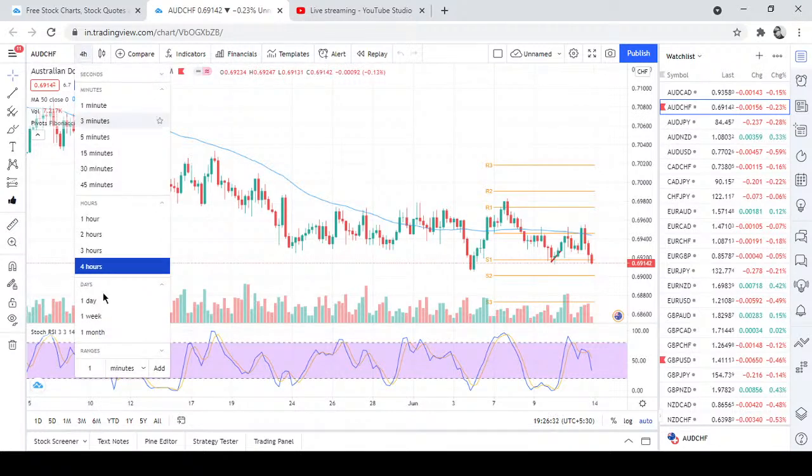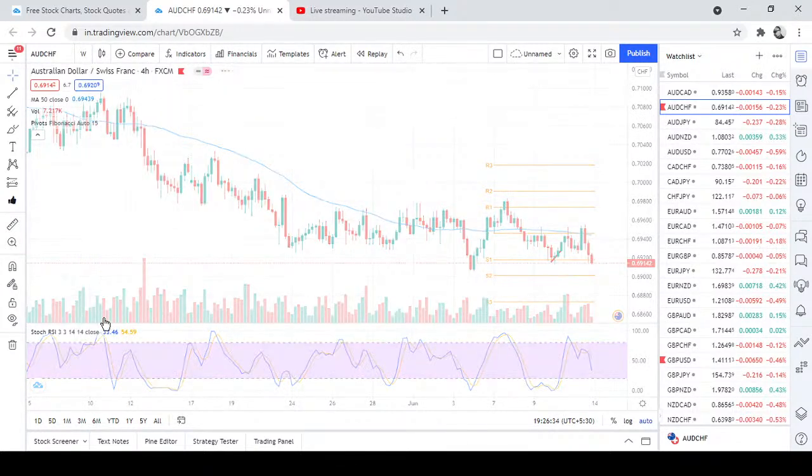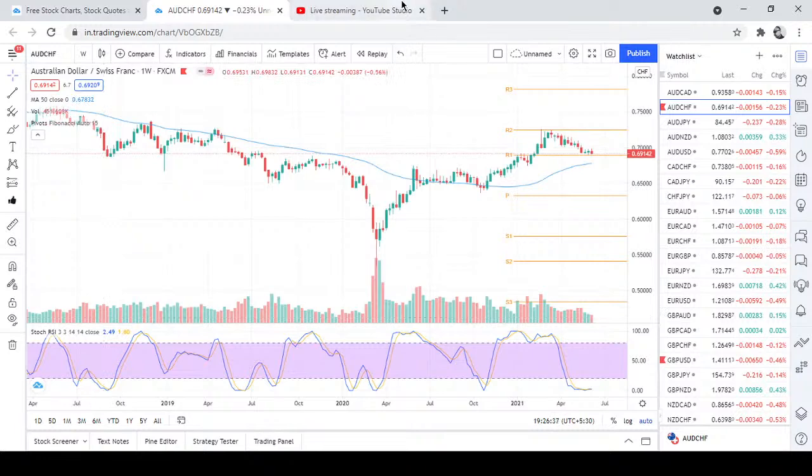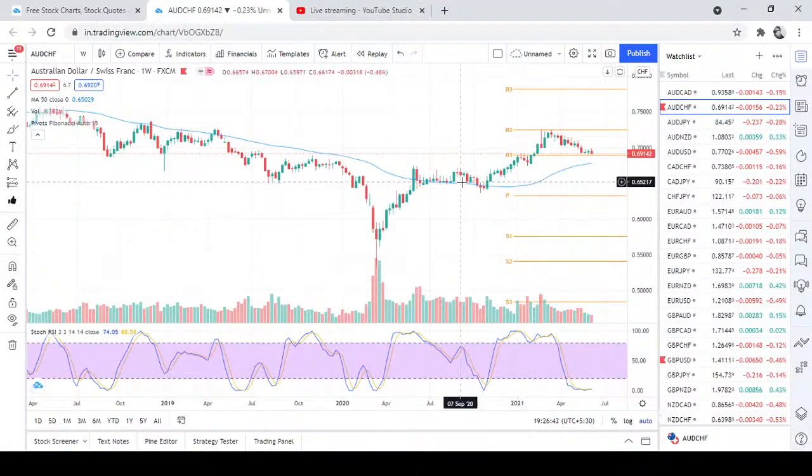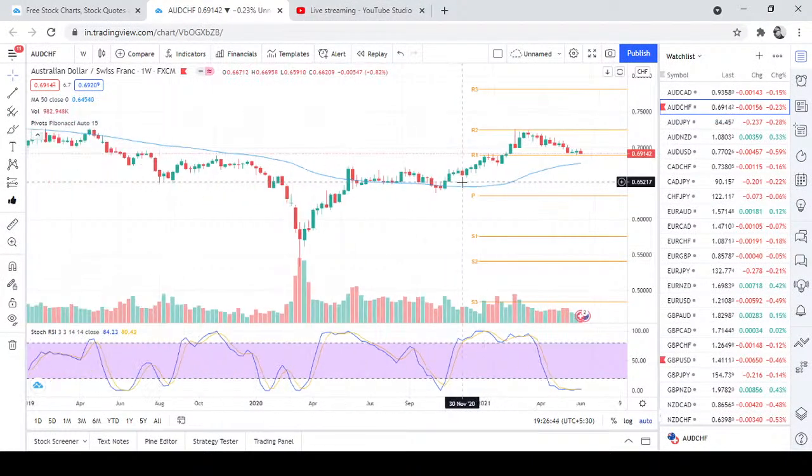Now let's switch to the weekly time frame and see what the weekly time frame is telling us. See, this is the weekly time frame. Now things have changed a little bit. In the weekly time frame we can see that overall the market is in downtrend, there is no doubt about it. The market has been in downtrend since the 15th of March, and right now we are standing in the month of June. So it's been more than 2 months, and the market is still in downtrend.